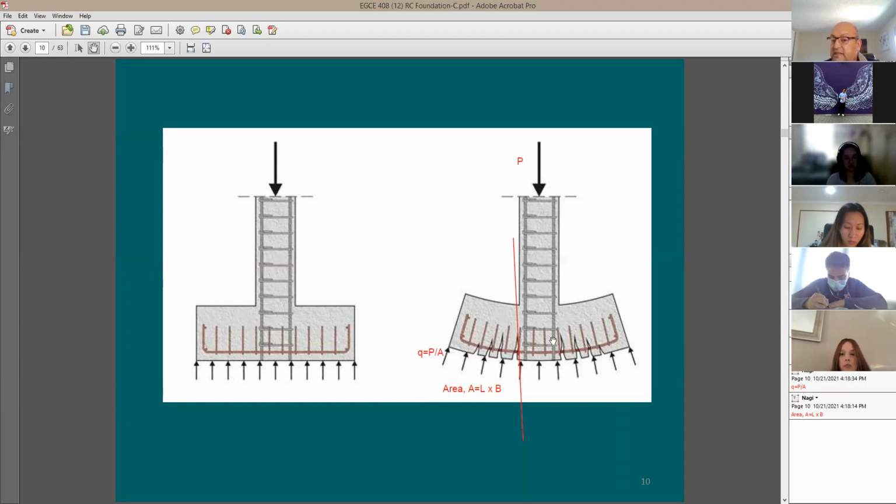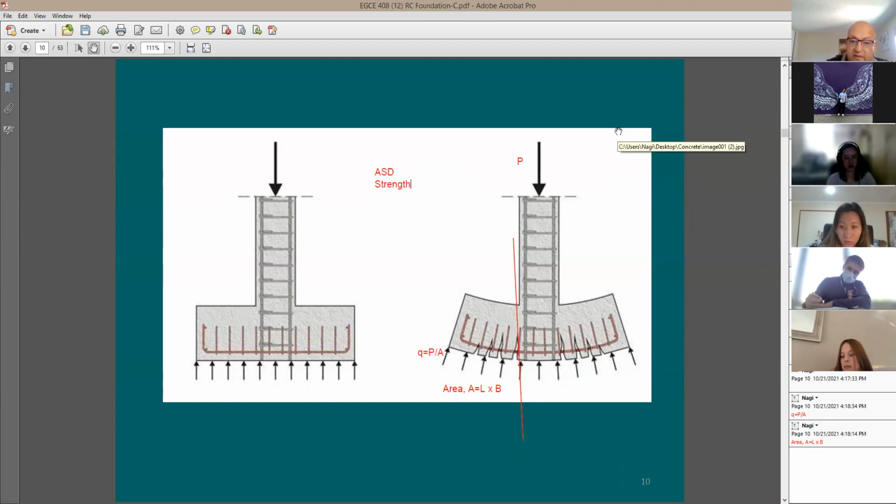Now, this design that I'm talking about here, sizing the foundation, actually is going to be an ASD design. If you remember, there are two types of designs. We have ASD, allowable stress design, and the second one is going to be called strength or ultimate design. So we have two types of designs, and we have load combinations. If you guys recall, we have two sets of load combinations. The other one is going to be called the strength or ultimate.